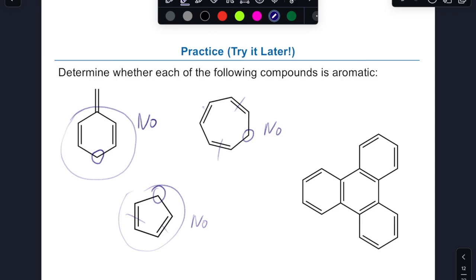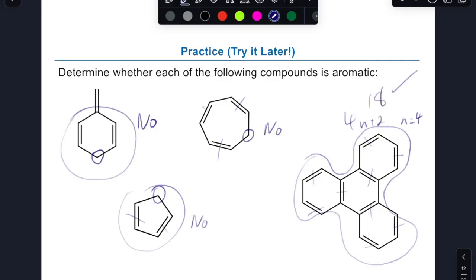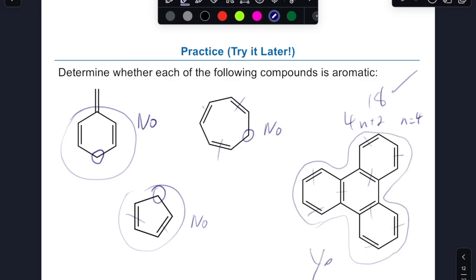This molecule has 2, 4, 6, 8, 10, 12, 14, 16, 18 electrons, which is equivalent to 4n plus 2, where n is equal to 4, so 16 plus 2. So that checks out. It's in a large macroscopic ring. Each of the centers in the ring is sp2, and there's also a planar structure. This entire molecule, since it's all sp2 all the way around, will be planar, so this one is yes.